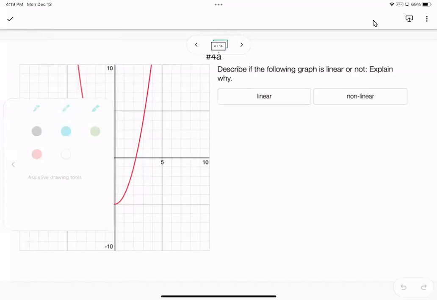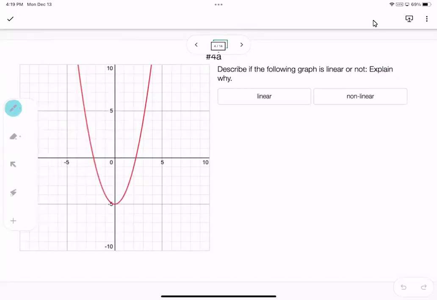Okay, so we talked about this in class today. We have here a graph. Describe if the following graph is linear or not. Explain why. So here I see a graph that is going down and curving and going back up. So this here is not a linear line. If you remember earlier, we said linear lines have to be straight. So this line is not straight.